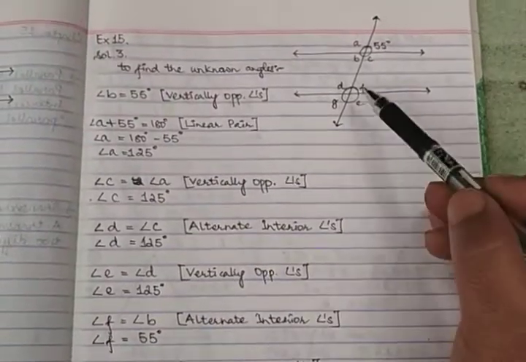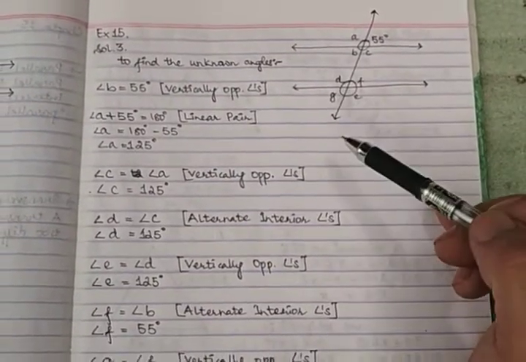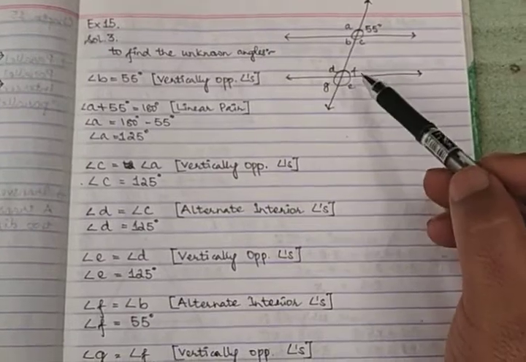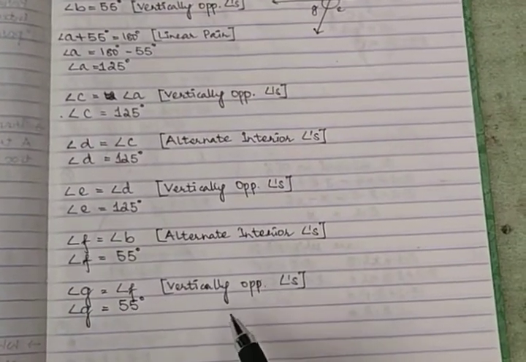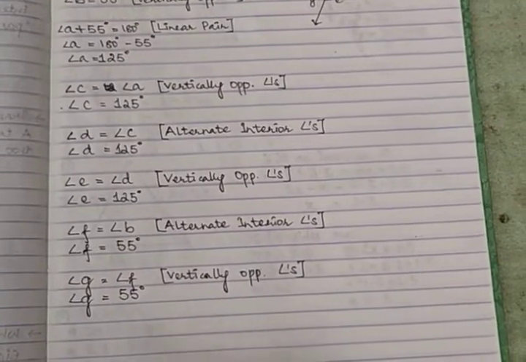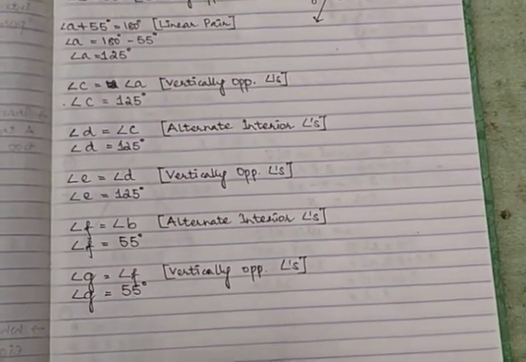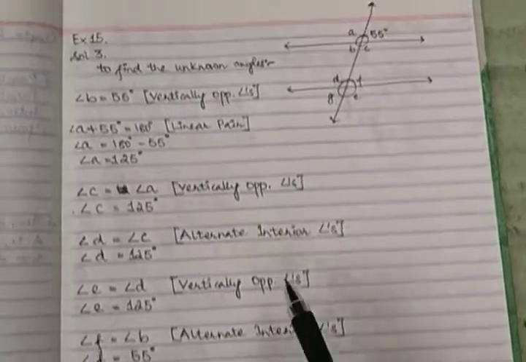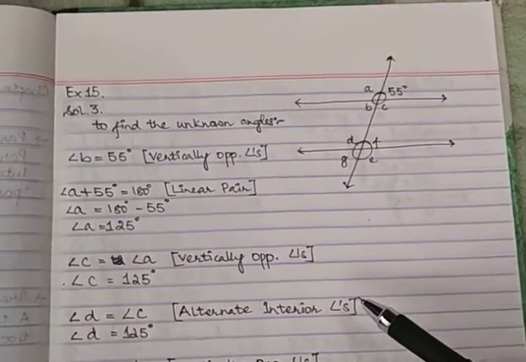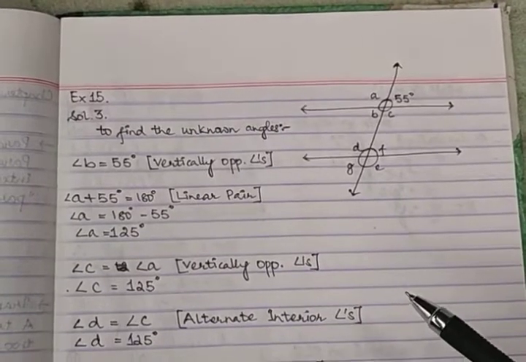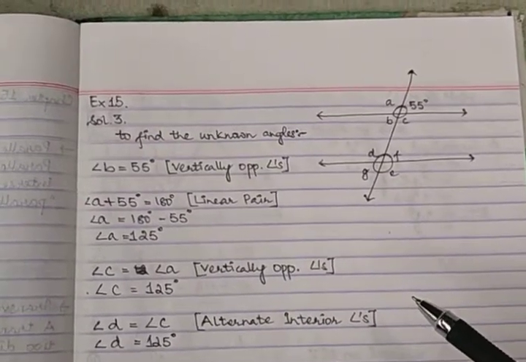Now what we know, F and G are equal. They are vertically opposite angles, isn't it? So similarly, F and G are equal because they are vertically opposite angles. See, that is why the reasoning is very important. So G is also equal to 55 degrees, and this is how we got all the unknown angles from this figure.